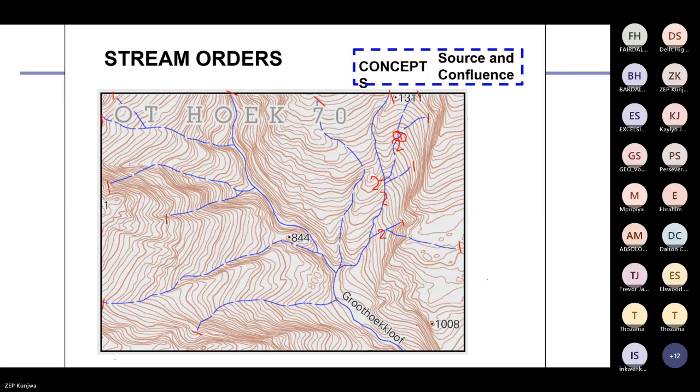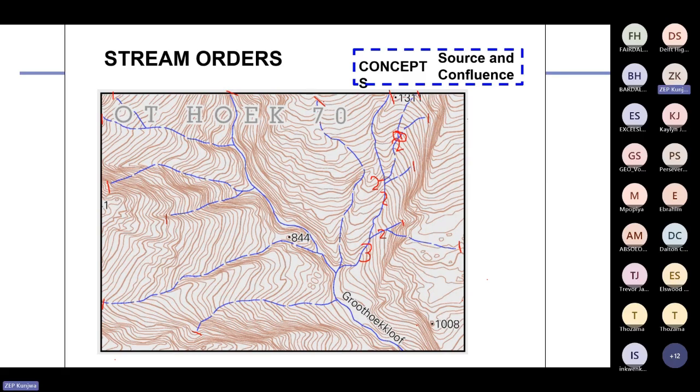Okay. And then let's now go back to another one. There you see that is order number 1. Order number 1 is coming all the way to meet in this confluence here with order number 3. So which means here we have this stream as order number 3.